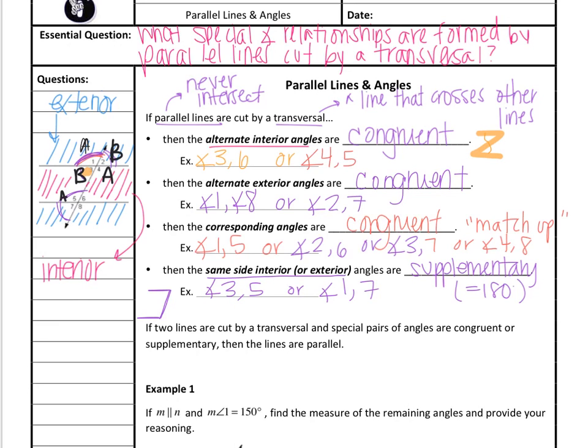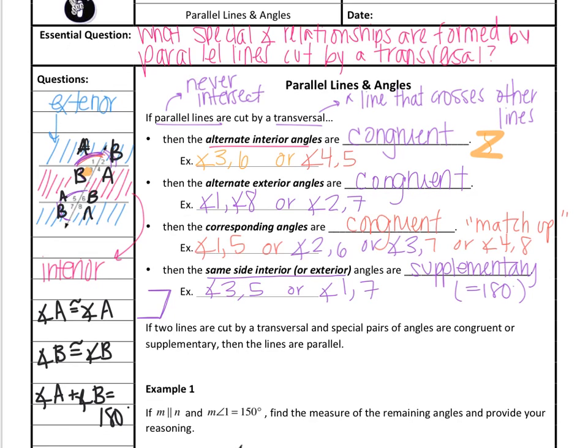Angle 5 is an A. Angle 6 is a B. 7 is a B. 8 is an A. A, B, B, A. A, B, B, A. So now we're going to write ourselves a note about that. Angle A is congruent to angle A, of course. Angle B is congruent to any other angle B's. However, when we have an angle A and an angle B together next to each other, it's equal to 180. And we'll see this play out in 10 seconds.